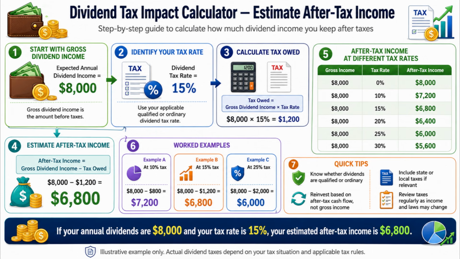Then, we estimate the after-tax income. To do this, we subtract the tax owed from the gross dividend income. So, $8,000 minus $1,200 equals $6,800.